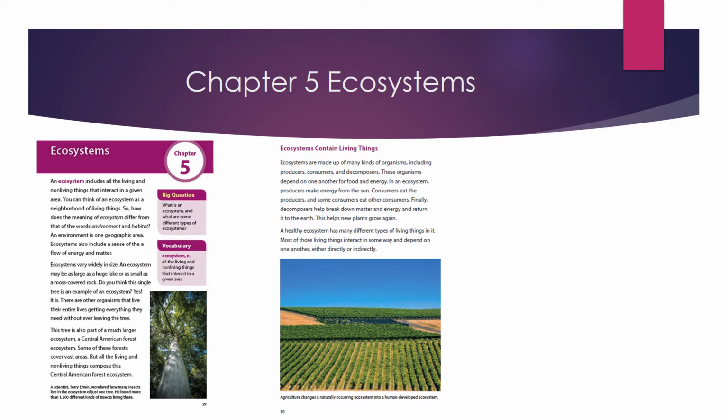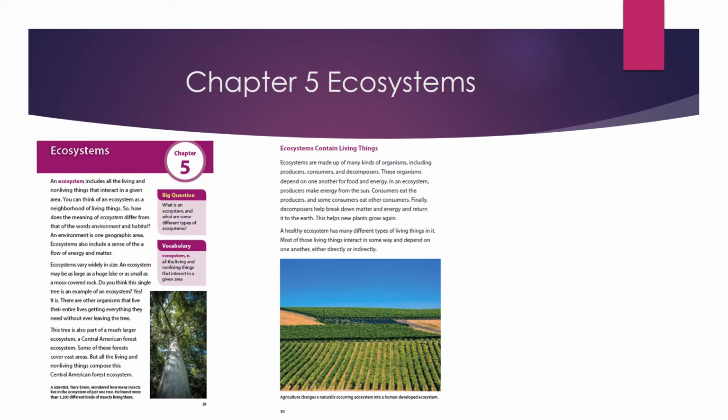Ecosystems contain living things, and ecosystems are made up of many kinds of organisms, including producers, consumers, and decomposers. These organisms depend on one another for food and energy. In an ecosystem, producers make energy from the sun. Consumers eat the producers, and some consumers eat other consumers. Finally, the decomposers help to break down matter and energy and return it to the earth. This helps new plants to grow again.